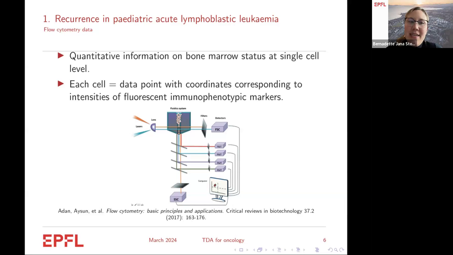So flow cytometry gives quantitative information on bone marrow status at a single cell level. And what this means is that patients have a sample of their bone marrow taken, which consists of cells. And then these cells are put through a whole system one at a time, and fluorescent markers are then being measured. And so each cell gives rise to one data point, and then the coordinates correspond to the intensity of these different markers. Now, these markers are chosen in a way that you can distinguish different types of cells. So, for example, you can identify different B cells, or you can identify T cells in those samples.